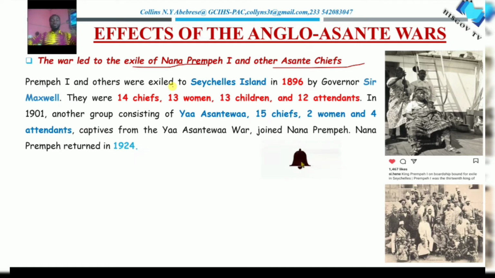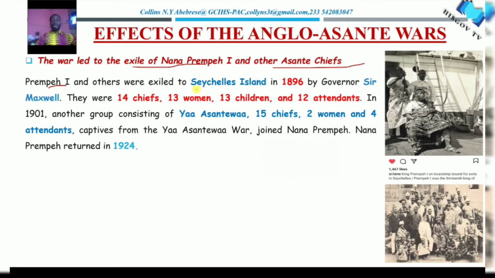And so one of the things that they would do in order to subdue the Asante Empire, or to make the Asante Empire a colony, was, after the war, they exiled some of the kings and queens of the Asante Empire. So as a result of the many wars fought, Nana Prempeh was accused of not paying the war indemnity of 1874, and he was also accused of not accepting the British residents in Kumasi and other funny reasons.